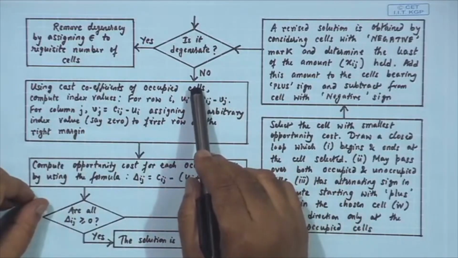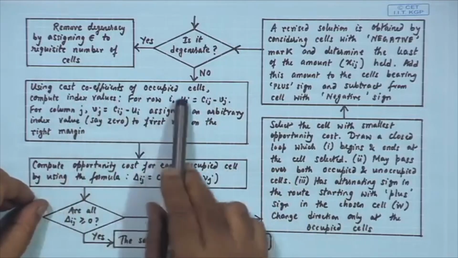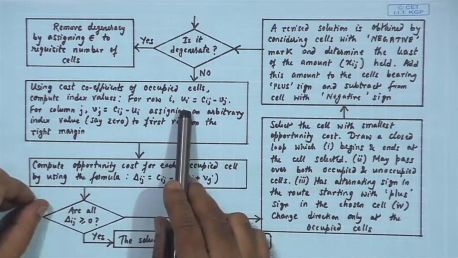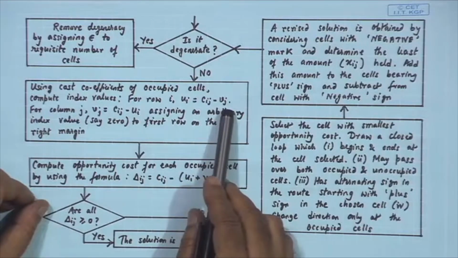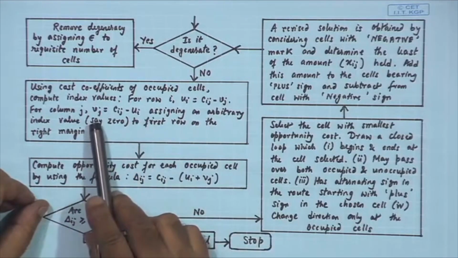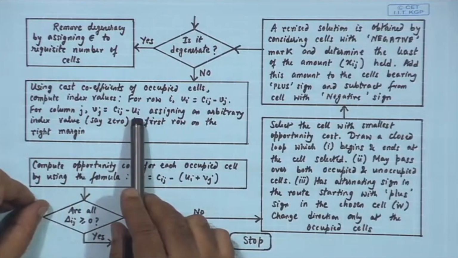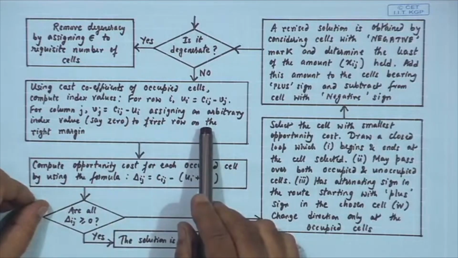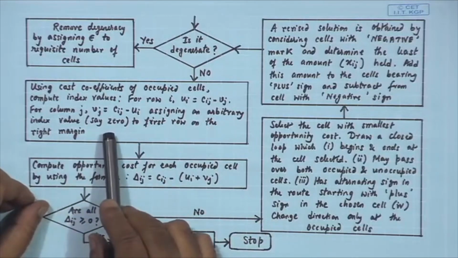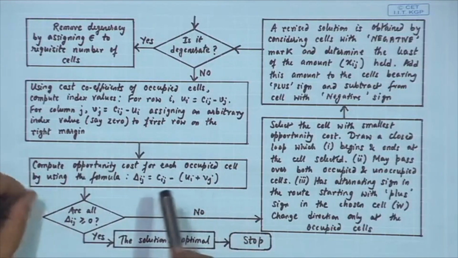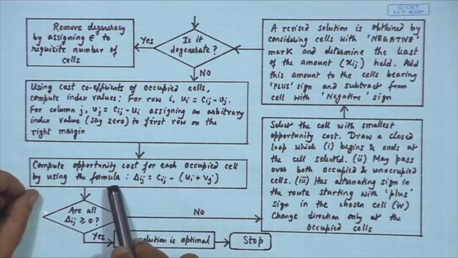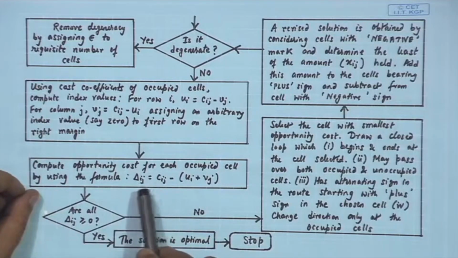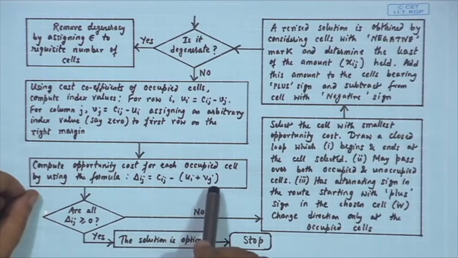If it is not degenerate, then you have to calculate the cross coefficients. For the row you take u i equals c i j minus v j, and for the column you take v j equals c i j minus u i, and assign an arbitrary index to the first row on the right margin. Then compute the opportunity cost for each cell using the formula delta i j equals c i j minus u i plus v j.